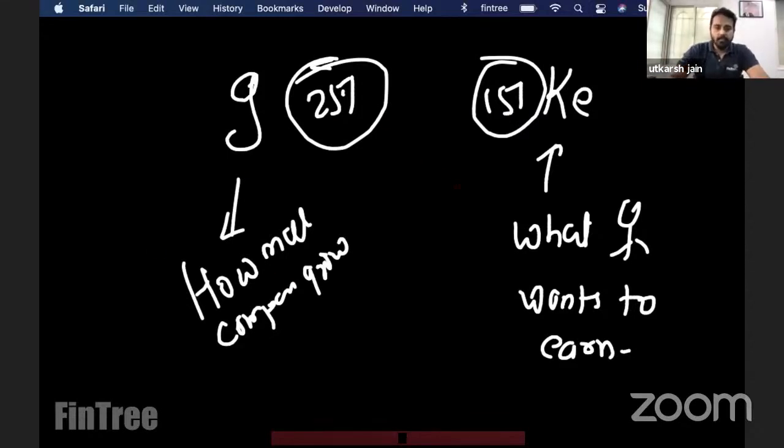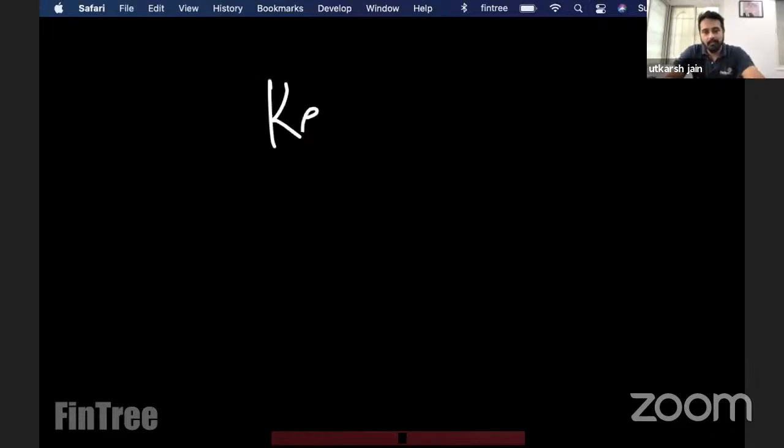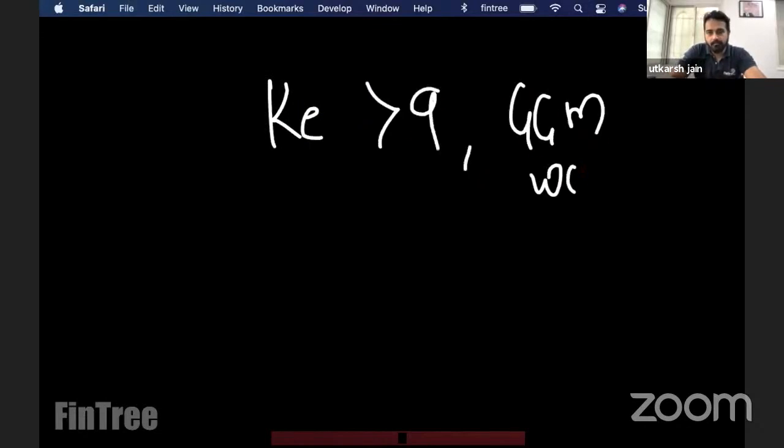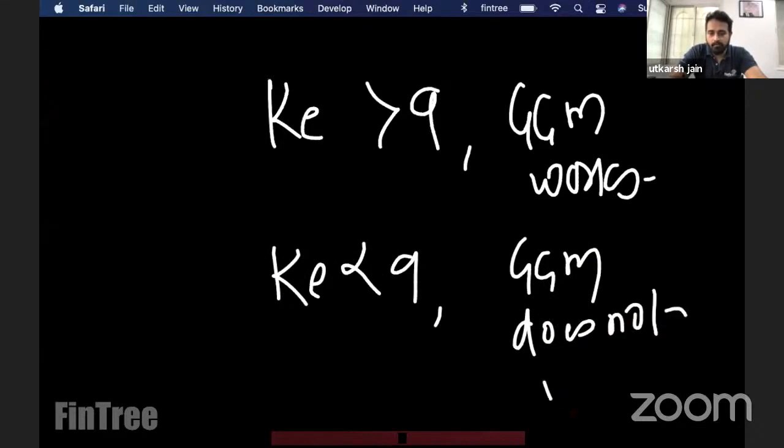So you would be stupid to say that I want to earn 15%. Of course, you would say, I want to earn 40% here. So from that perspective, KE should be greater than G. KE greater than G, GGM works. KE less than G, GGM does not work. Remember that: when the growth rate is higher than the cost of equity, GGM will not work.